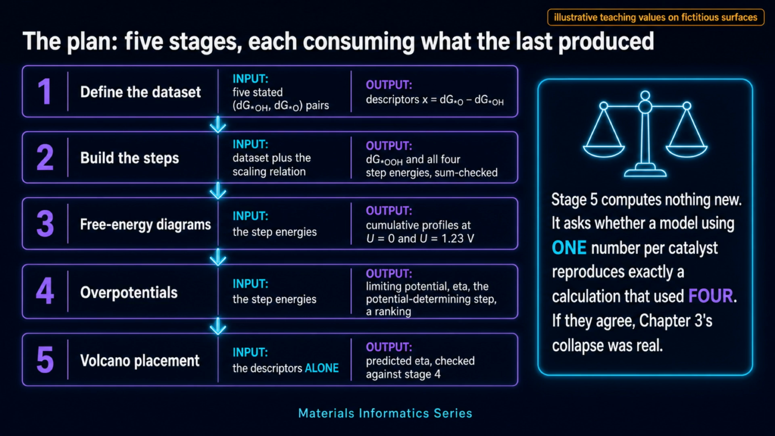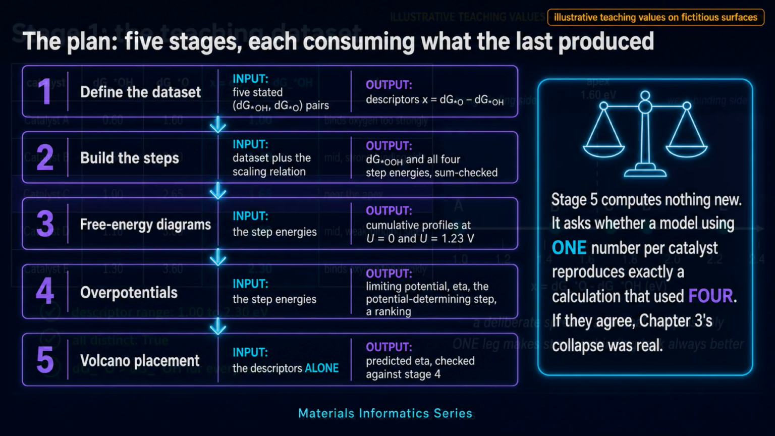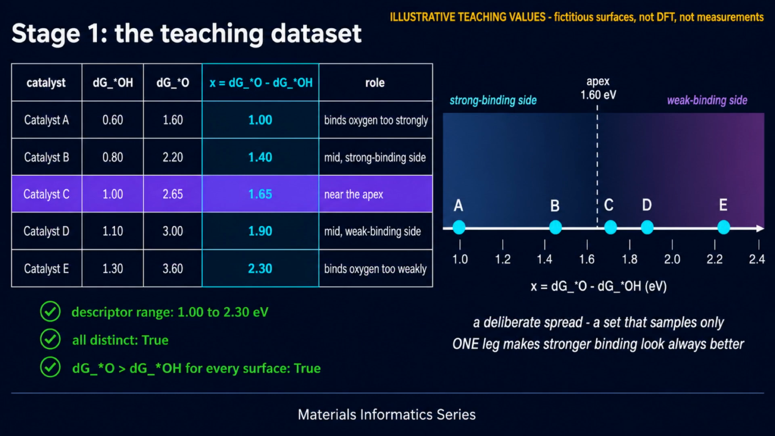The point of Stage 5 is not to compute anything new. It asks whether a model using 1 number per catalyst reproduces exactly a calculation that used 4. If they agree, Chapter 3's collapse was real. 5 rows and 2 computed columns.